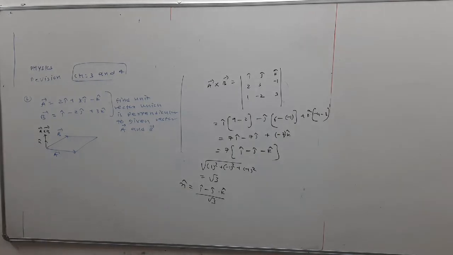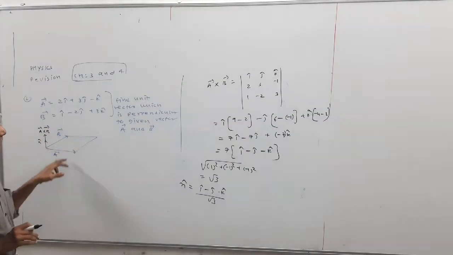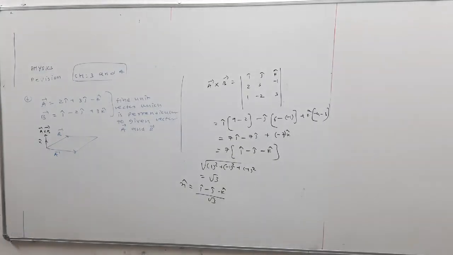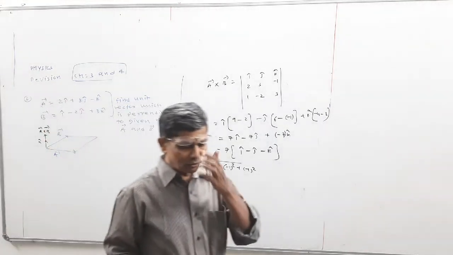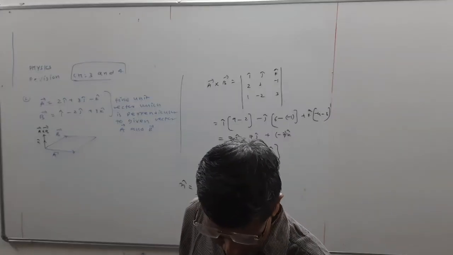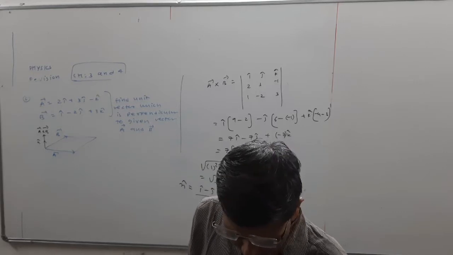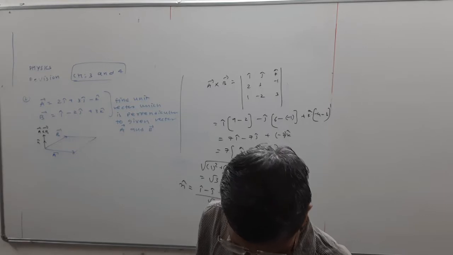n caret is a unit vector which is perpendicular to both of the vectors, given as A and B. n caret is a unit vector which is perpendicular to the given vectors A and B. So that is the property of the unit vector.